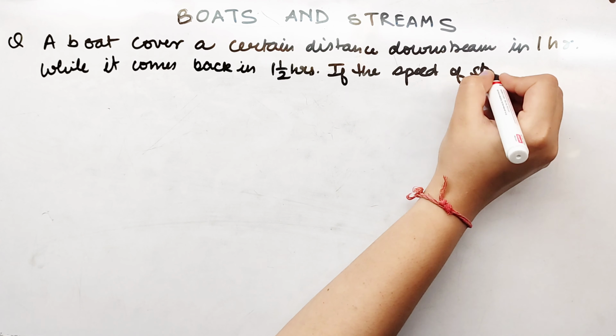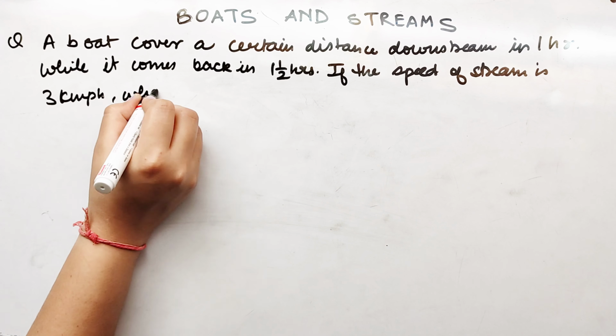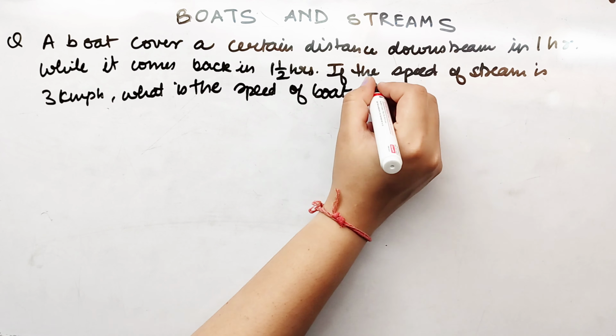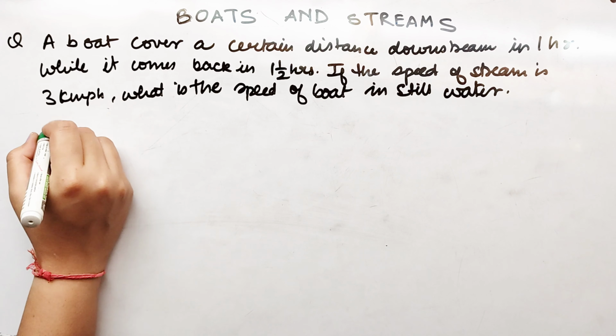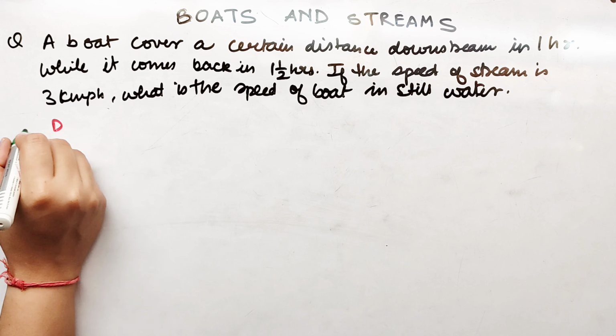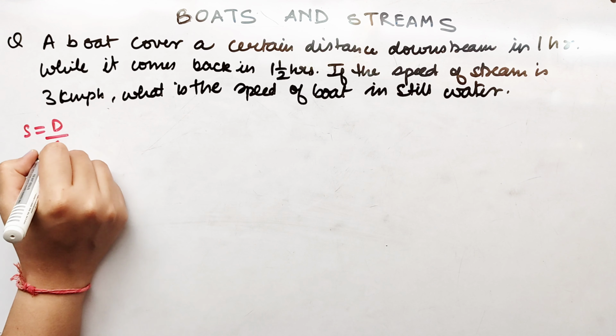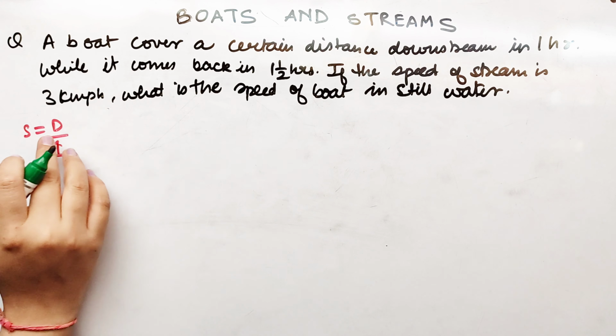So next question is, a boat covers a certain distance downstream in 1 hour while it comes back in 1.5 hours. If the speed of the stream is 3 kilometers per hour, what is the speed of the boat in still water? You need to find the speed of the boat in still water. That means you need to find u.